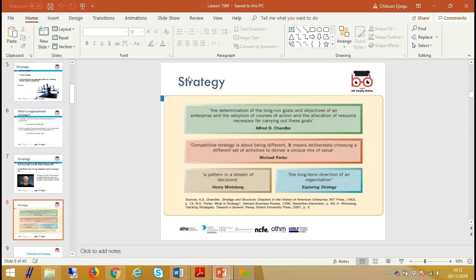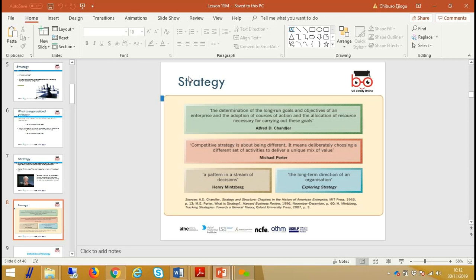For Michael Porter, strategy is about being different from your competitors, deliberately choosing to stand out from your competitors and be different in some way so customers will prefer you. For Mintzberg, it's about a pattern of decision making, not a single decision, but the whole pattern of decision making. And for him, that can involve people below, not just the people at the top of the organization.